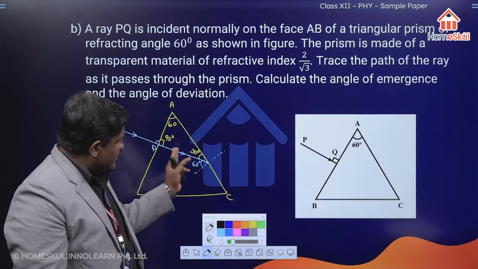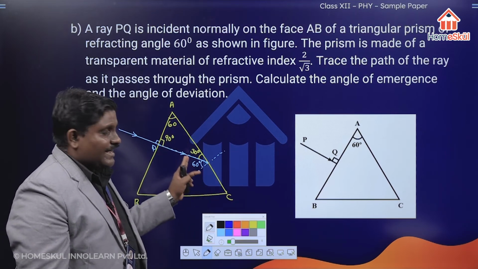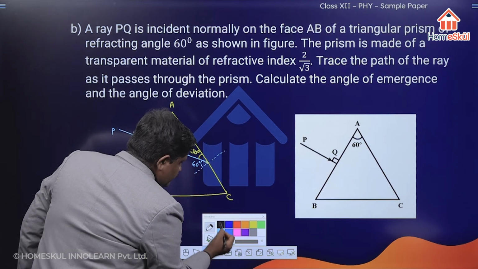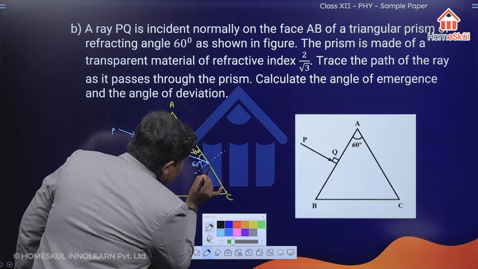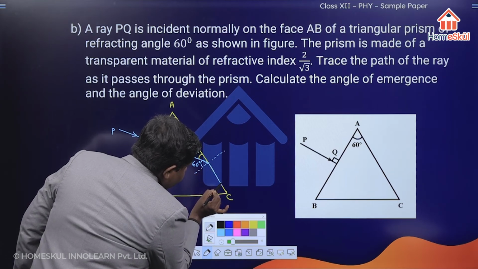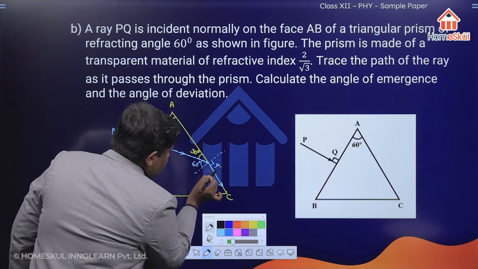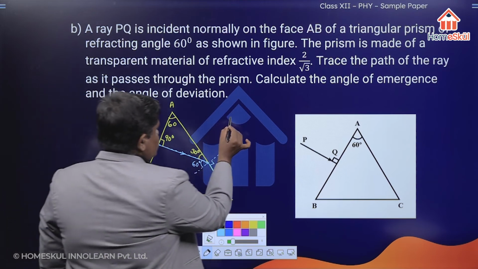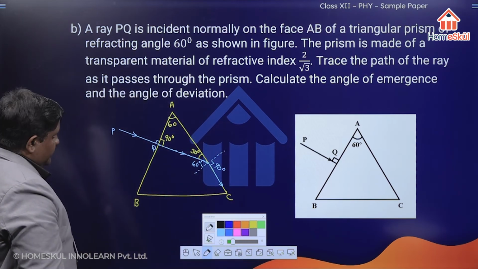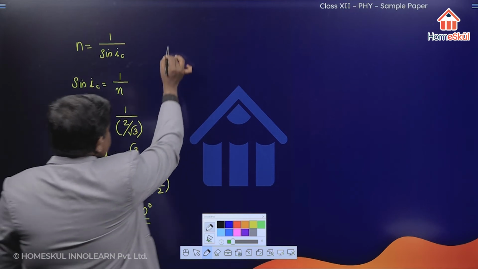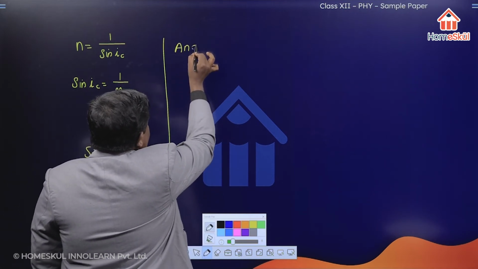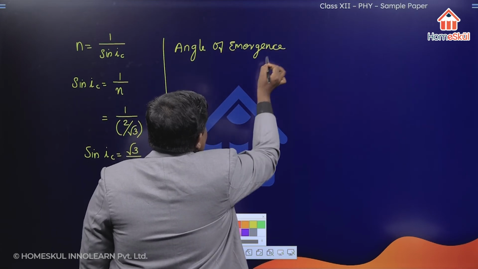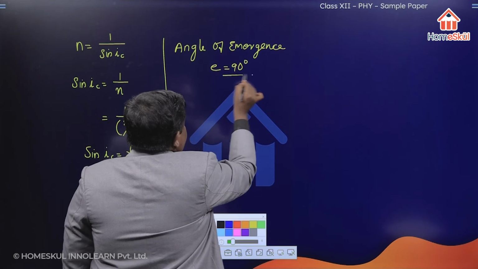That means the ray will be incident on the surface AC at the critical angle, so this ray will emerge out and just graze the surface. Okay, so it makes an angle of 90 degrees. Is it clear? So the angle of emergence E, we have to write it as angle of emergence E equal to 90 degrees.